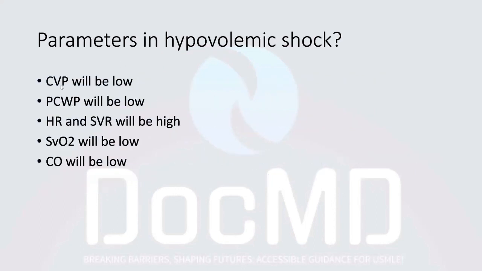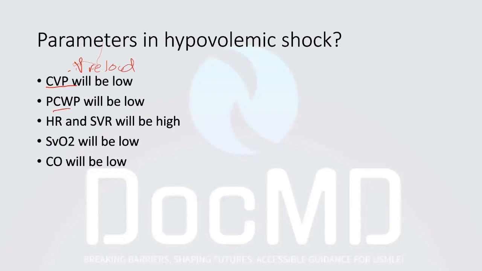So what will the parameters be? I have low blood volume in my body, so my CVP will be low, because this was basically your preload. So you have low preload. If your right heart is being filled with less blood, eventually your left heart will also be filled with less blood.